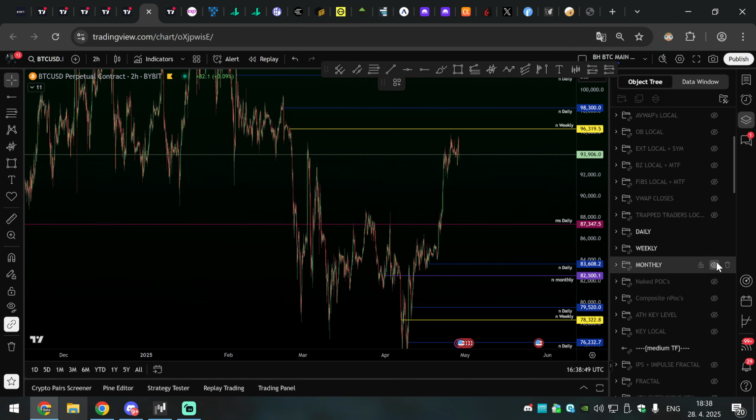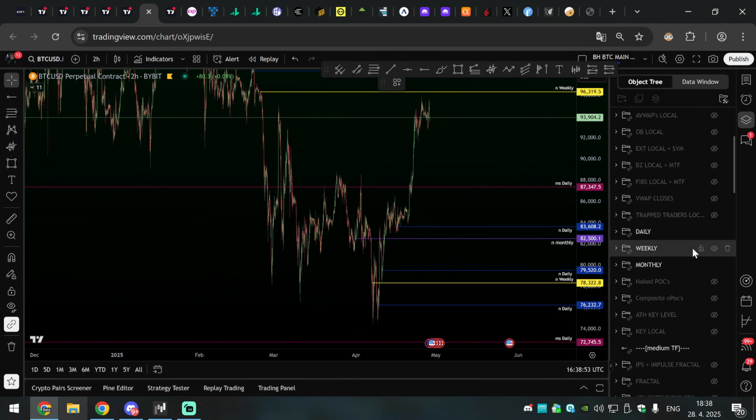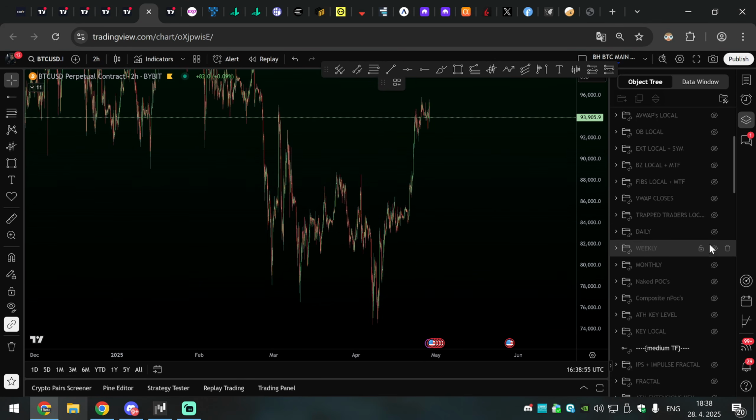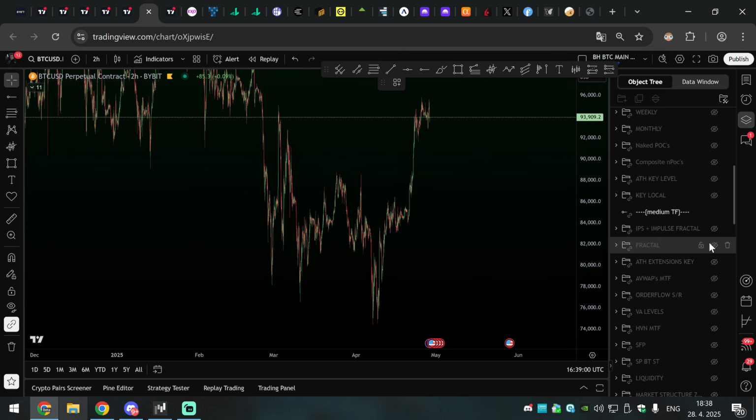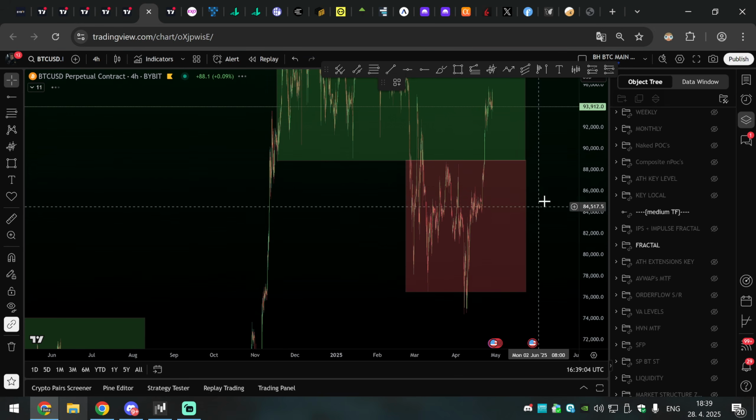Daily, weekly, and monthly levels. You can mark them if you don't have them on your chart. They will be part of other confluence. Naked box we don't need to go over. Fractal situation. It's just interesting.